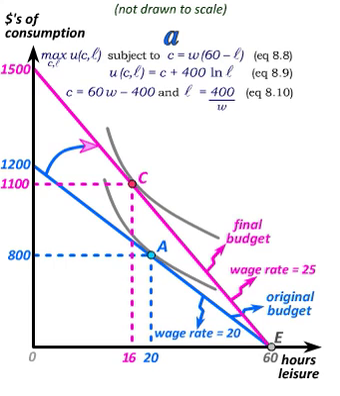This worker therefore responds to an increase in his wage from $20 to $25 by working 4 hours more and consuming $300 more of goods per week.